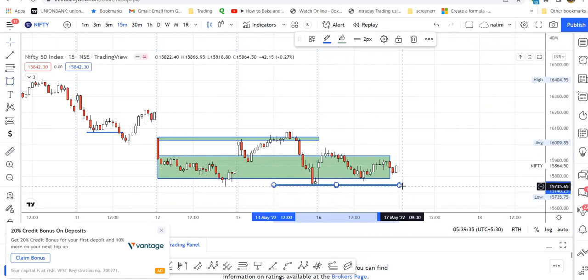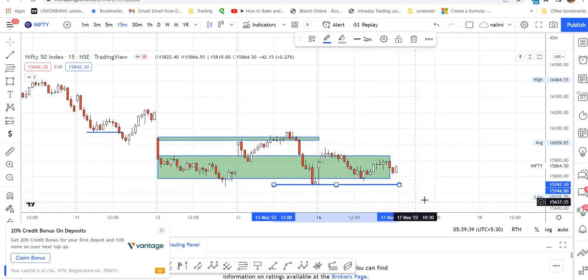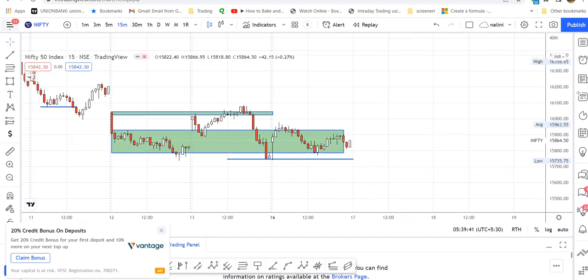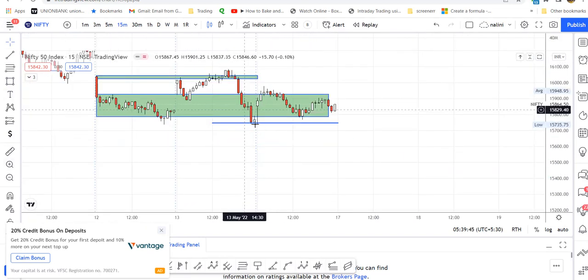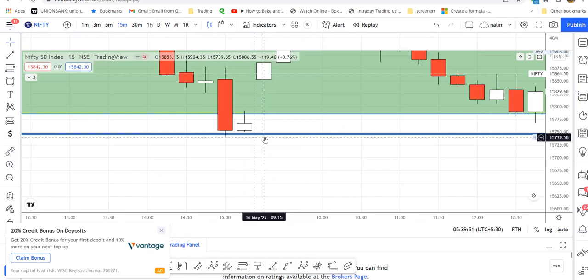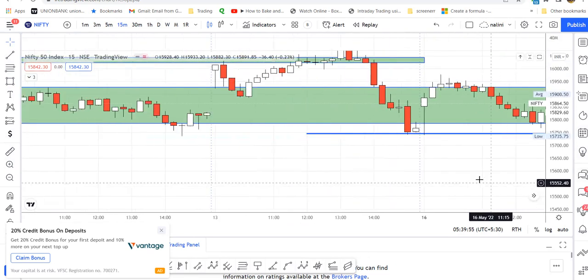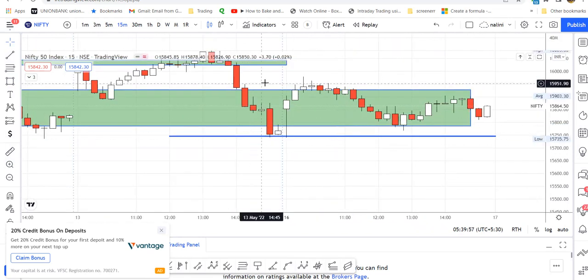This is the reason why I took the trade yesterday. See, the range was manipulated here. So let me zoom it out. You can see price has been manipulated. Inducement took place.